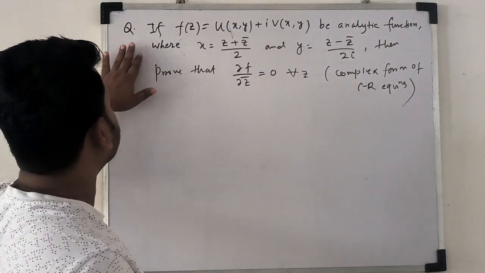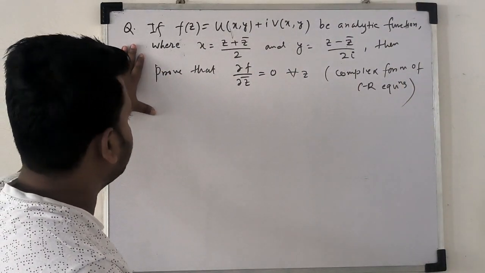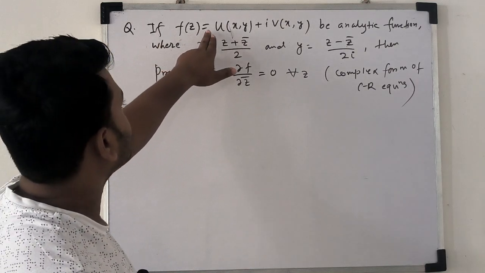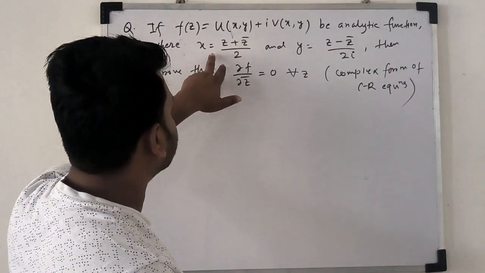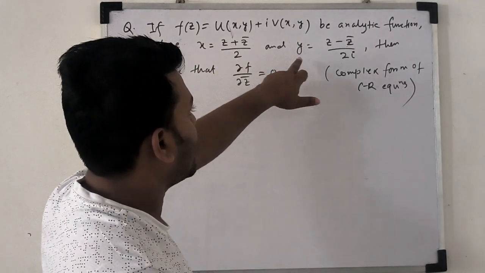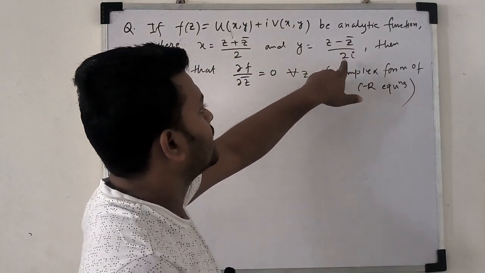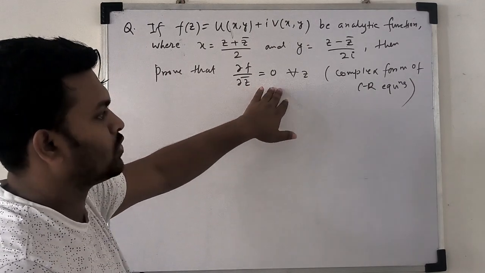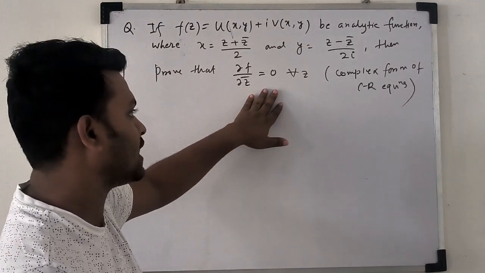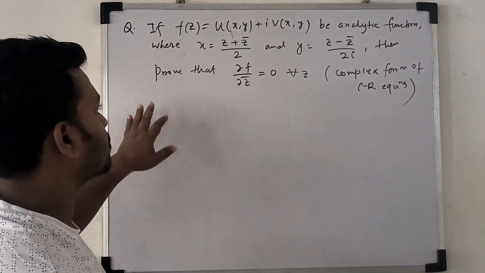So I will solve a question from the mid-sem exam. If f(z) = u(x,y) + i v(x,y) is an analytic function, where x = (z + z̄)/2 and y = (z − z̄)/(2i), then we have to prove that ∂f/∂z̄ = 0 for all z. This is the complex form of the CR equations. So we will prove this.